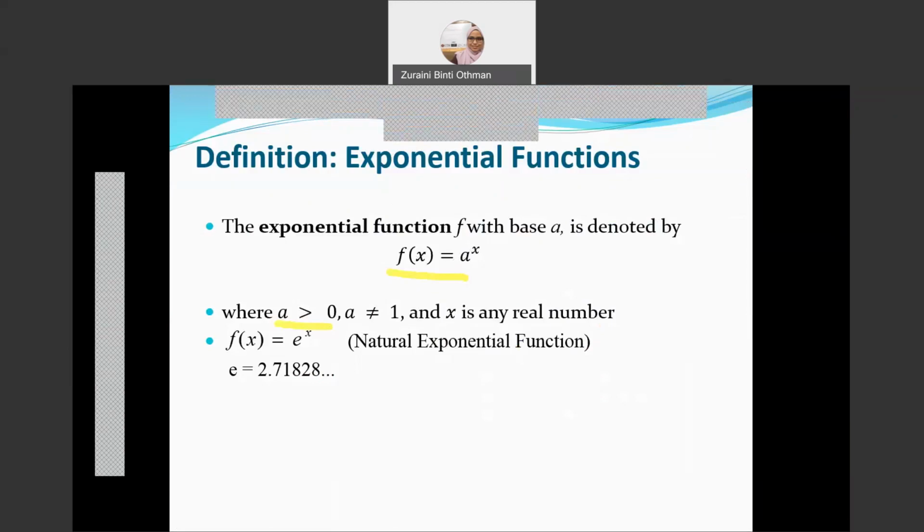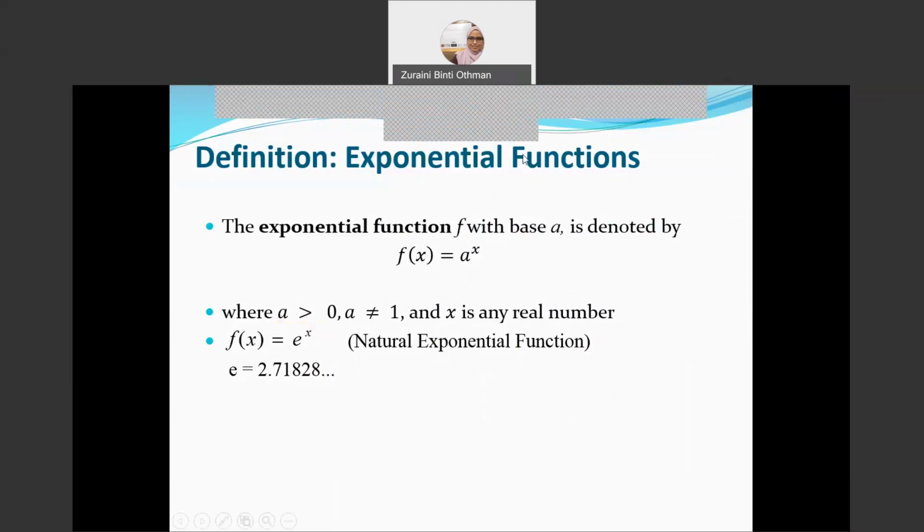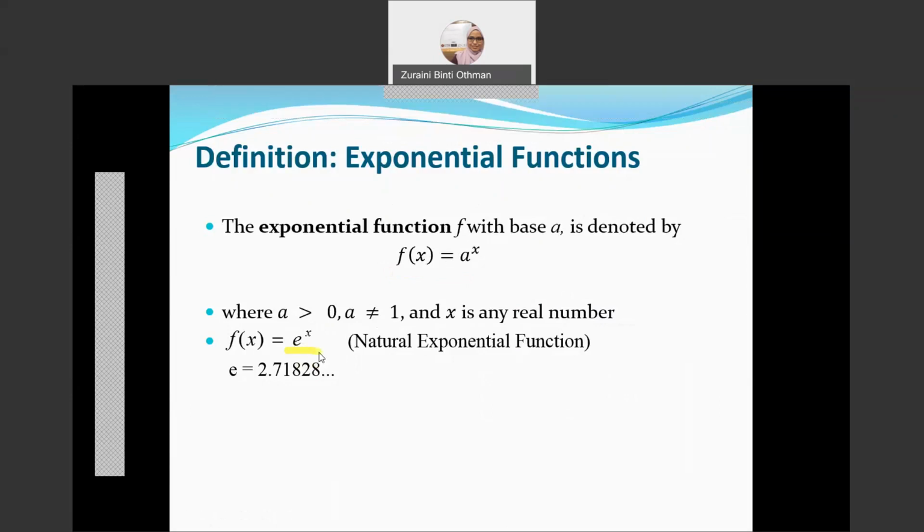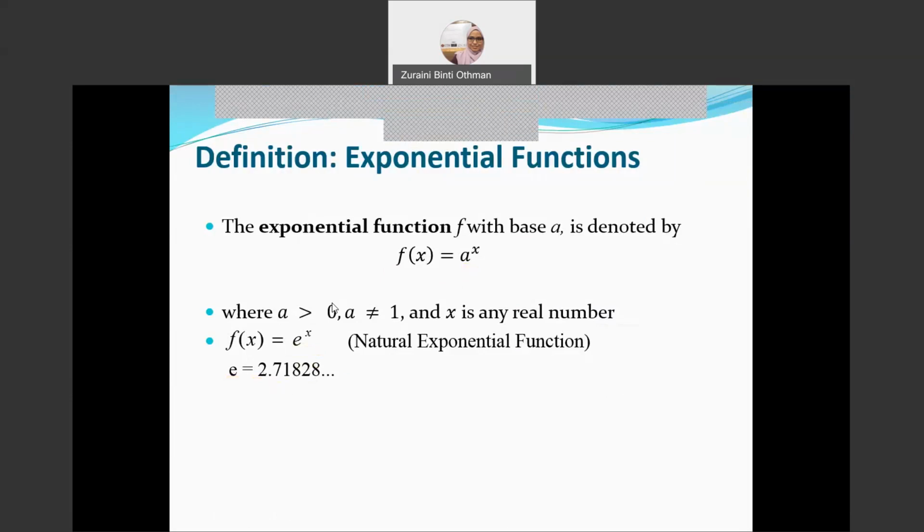And for this, we know that this is the natural exponential function, where e is equal to 2.71828, which is also a type of number. And this exponent x can be any number, which is 1, 2, 3, 4, 1 over 2, 3, any real number. Like we learned previously, a real number is any number from negative infinity to infinity, but here it states that our a is only for a greater than 0.